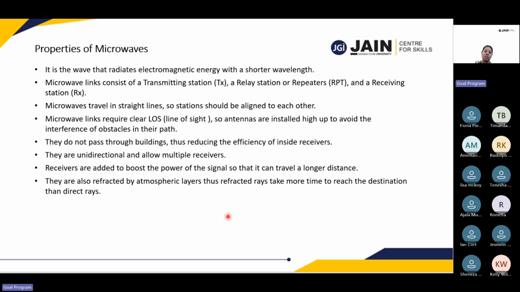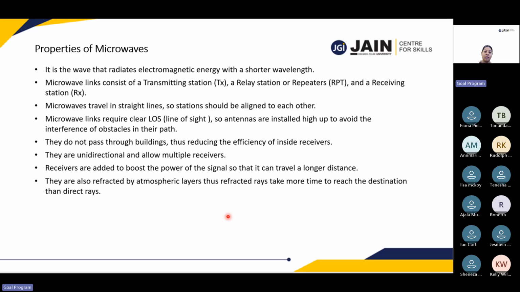Microwave links consist of a transmitting station, a relay station or repeaters, and a receiving station. The transmitting station is called TX, the receiving station is called RX, and the relay station or repeaters are called RPT.